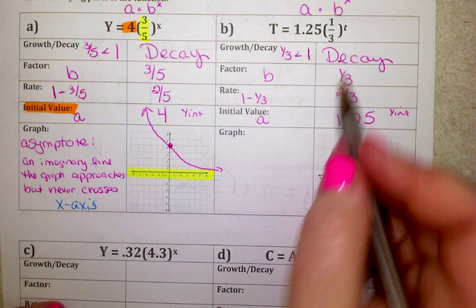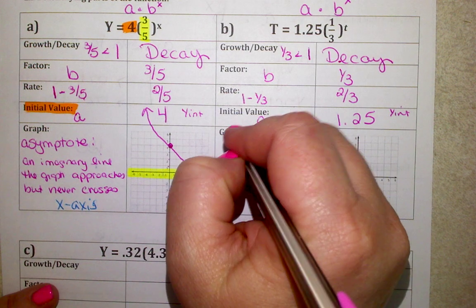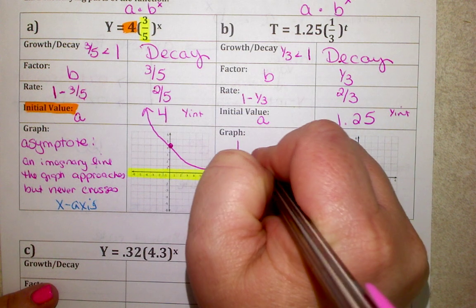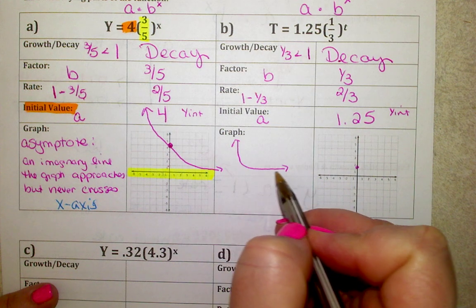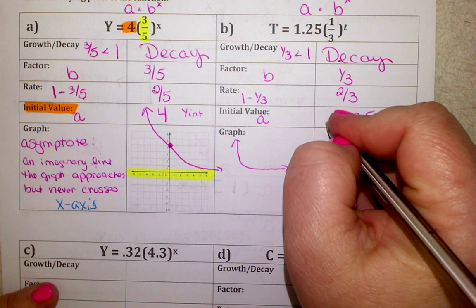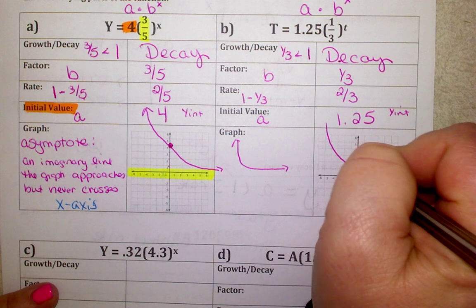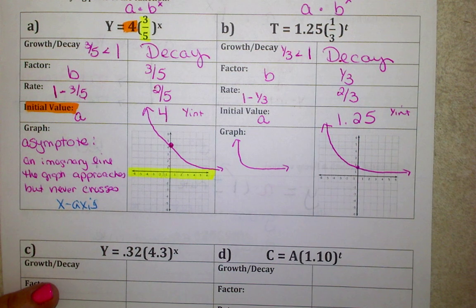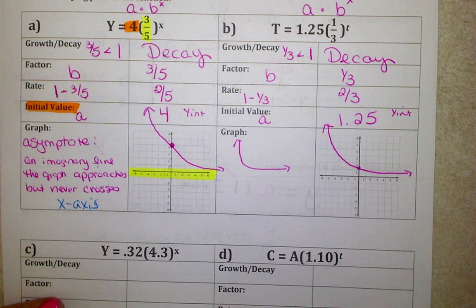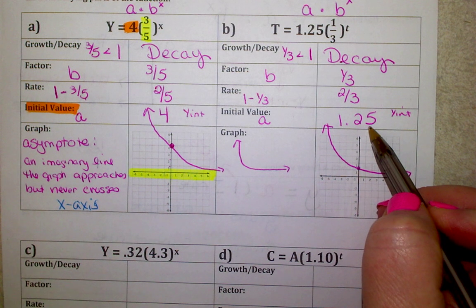Now, since this is decay, decay is always going to have the same shape for the graph, unless it's been reflected. It's always going to start high and end up low. Okay, so we're starting high, and we're ending low. Now, I'm just doing a generic sketch. I'm not being specific. The one thing I do know is where it crosses the y-axis.